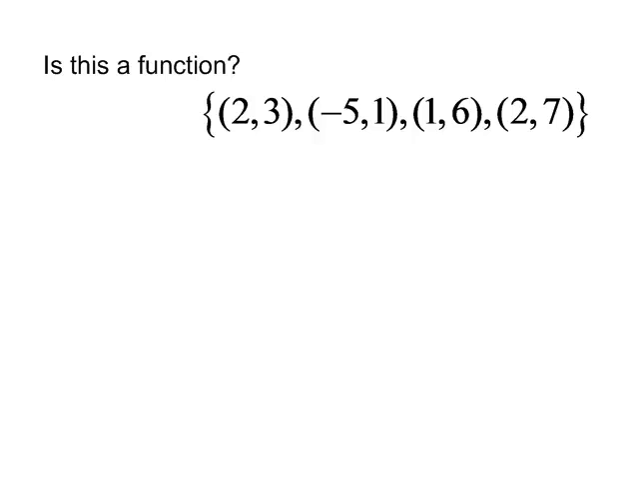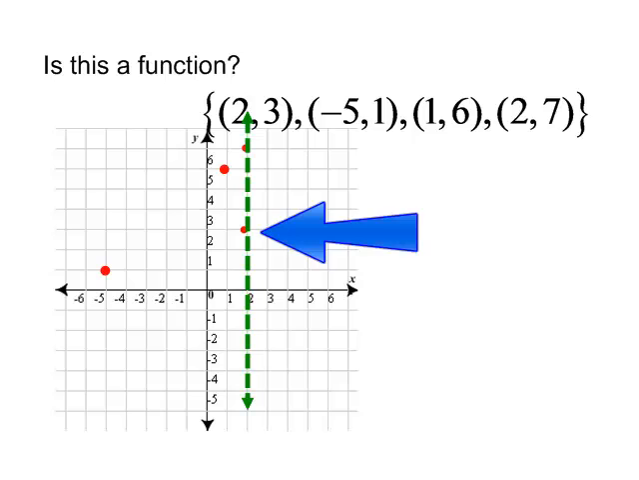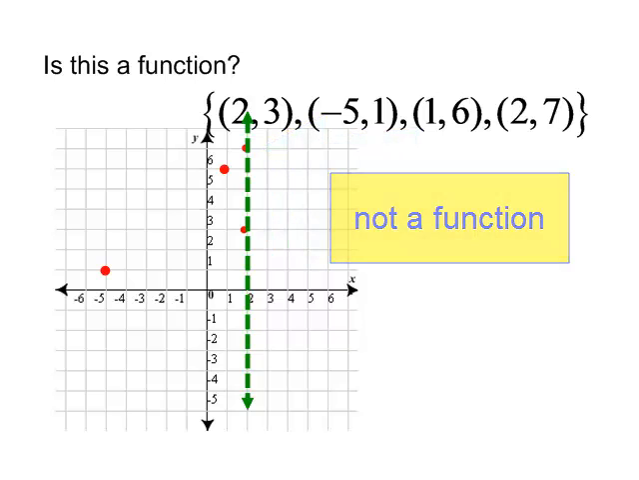Can we use the vertical line test on this? I plotted (2, 3), (-5, 1), (1, 6), and (2, 7). Now you notice these points are not connected. It's just a set of points. I will take my vertical line. I'm doing okay, but guess what? When I get to 2, I have a y that is 3. I also have a y that is 7. This set of points failed the vertical line test.